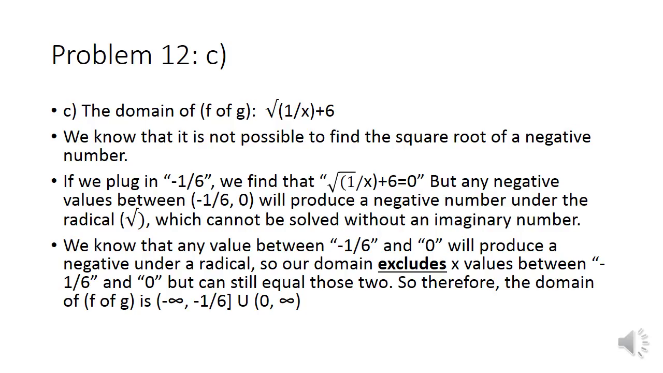We also know that any value between negative 1 over 6 and 0 will produce a negative under a radical, as said earlier. So our domain excludes x values between negative 1 over 6 and 0, but can still equal those two. So therefore, the domain of f of g is negative infinity, comma, negative 1 over 6 inclusive, union, exclusive 0, comma, infinity.